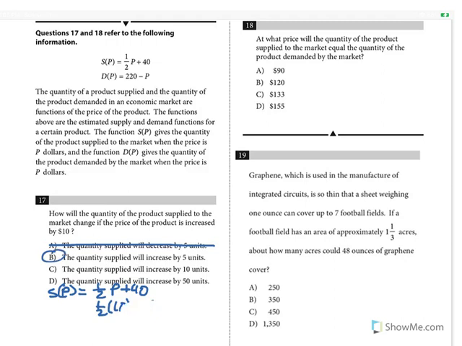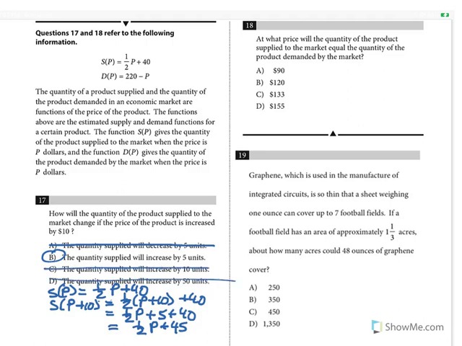But let's carry it a little further. So if we increase the price by $10, we're looking at what is S of P plus 10. So that's going to equal 1/2 times P plus 10, plus 40, which is equal to 1/2 P plus 5 plus 40, which equals 1/2 P plus 45. And we see that is, again, an increase of 5 units. We can rule out C and D.